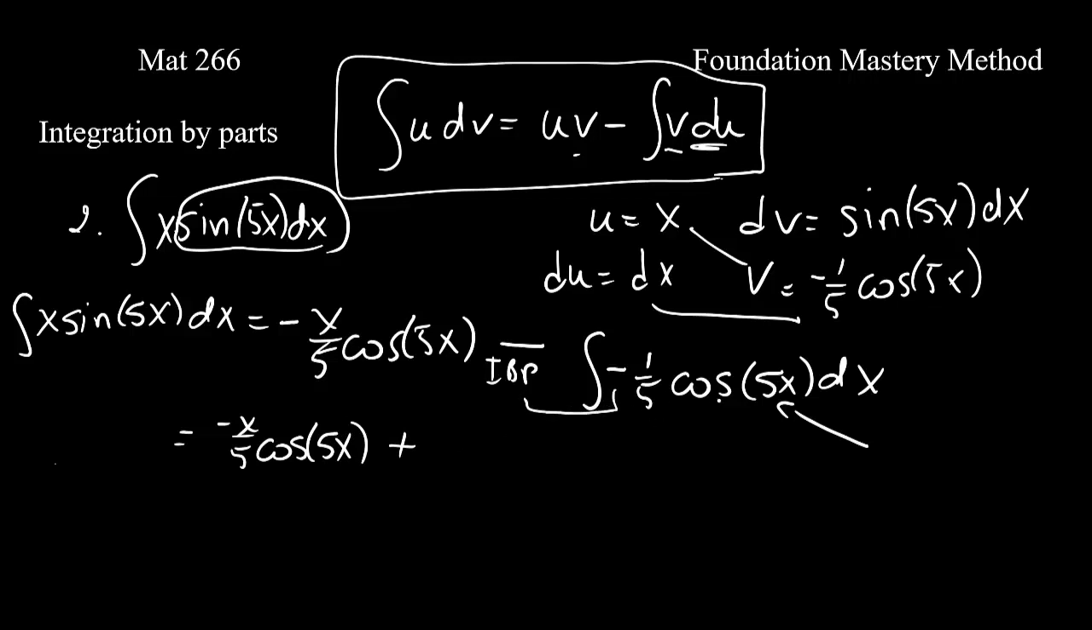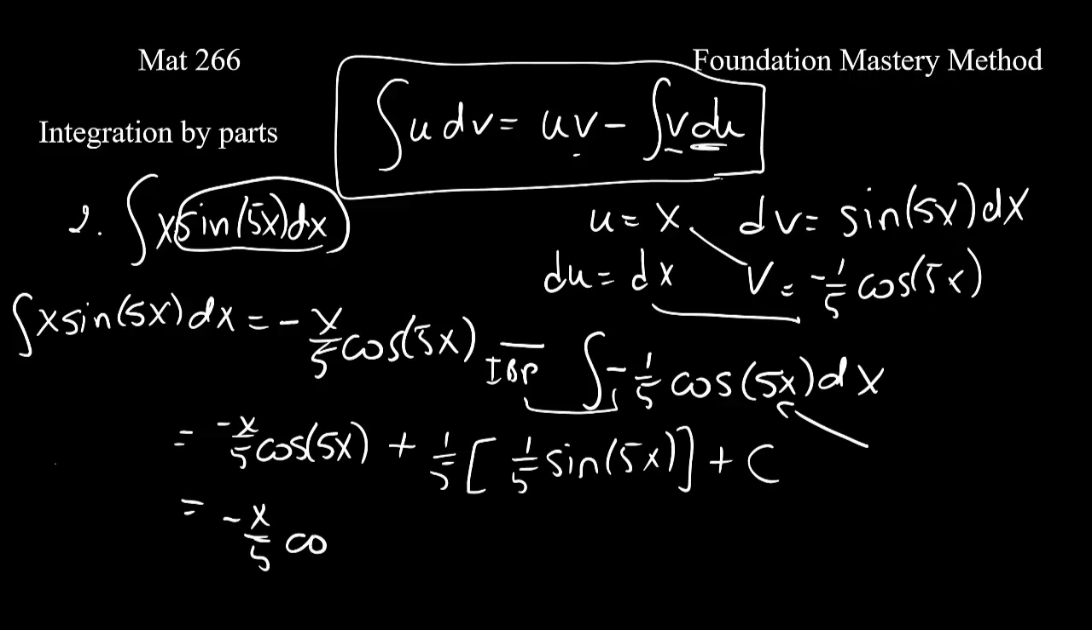Now what is the integral of cosine of 5x? So we'll have this 1/5 here out front, and the integral of cosine of 5x is 1/5 sine of 5x. And we have our constant of integration. So our answer then, if we clean it up a little bit, will be minus x over 5 cosine of 5x plus 1/25 sine of 5x plus a constant of integration.